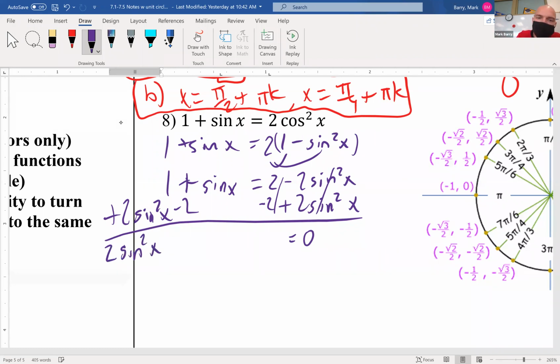So we got 2 sine squared x here. 1 minus 2 is -1, but I'm going to put that back there. And then I have that plus sine x in the middle there.